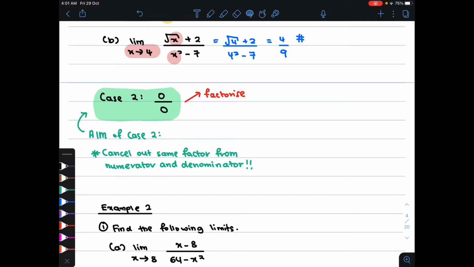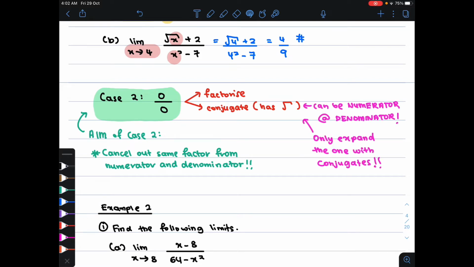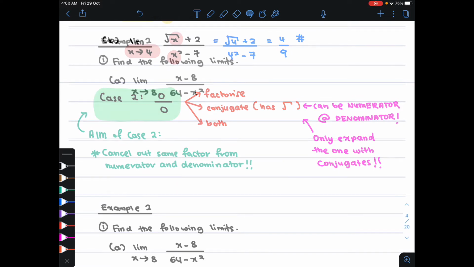The first method in solving case 2 is to factorize. The second method is by using the multiplication of conjugate. We will only use this method if you can see surds or square root. For this one, the surd can either be in the numerator or denominator, and you only have to expand the part with the conjugate. You'll see more in the examples later. Sometimes you may also need to use both factorization and the multiplication of conjugate.